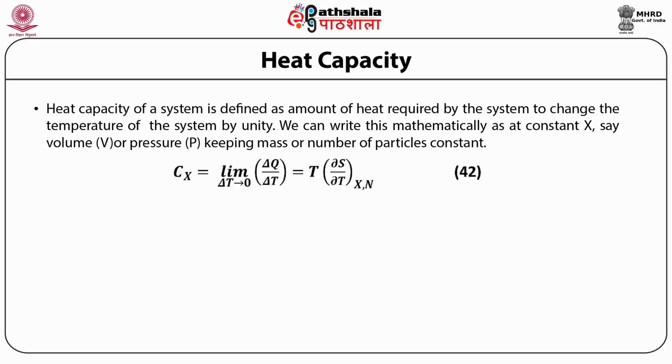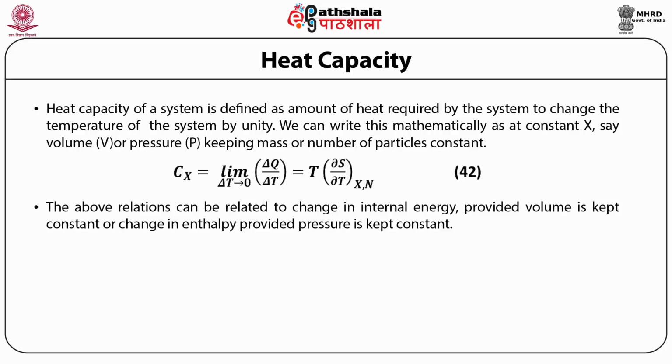We can write this mathematically as, at constant x, say volume V or pressure P, keeping mass or number of particles constant, Cx is equal to the limit as delta T approaches 0 of delta Q by delta T, which is equal to T times the partial derivative of entropy with respect to temperature at constant x and number of particles N. The above relations can be related to change in internal energy, provided volume is kept constant, or change in enthalpy, provided pressure is kept constant.